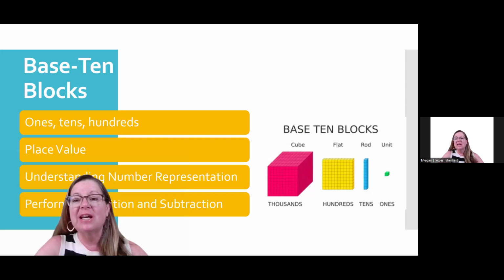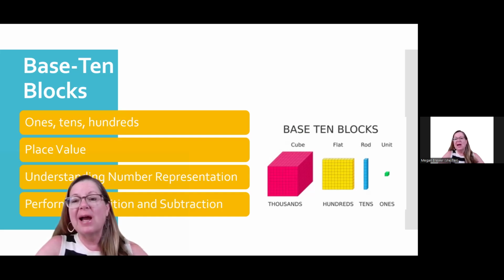and easier to understand. This allows them to see the process of regrouping or trading when adding and subtracting, which is crucial for developing a deeper understanding of arithmetic, especially in the upper grades when they're going to move to that standard algorithm for addition and subtraction. Then it's going to make sense because they will have really understood what was going on here in second grade.